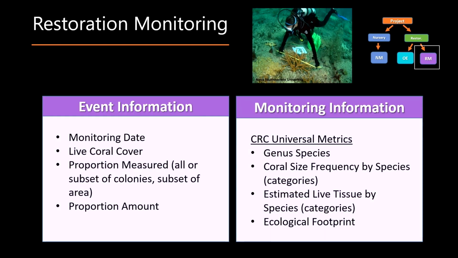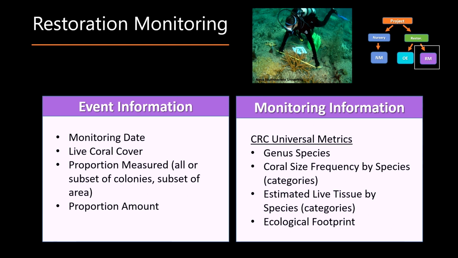For restoration monitoring, per monitoring date, we want to know how you collected your data, whether it was all or a subset of either the colonies that you outplanted or the outplanted area. And then if it was just a subset of either the colonies or the outplanted area, we want to know the proportion. And those are important metrics for making sure the data visualizations are as accurate as they can be.